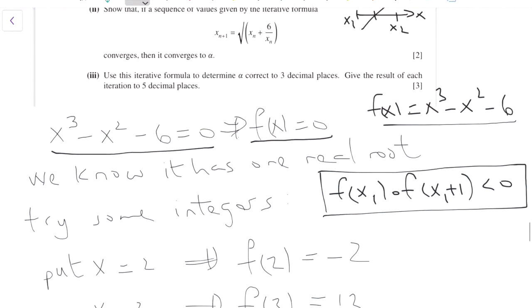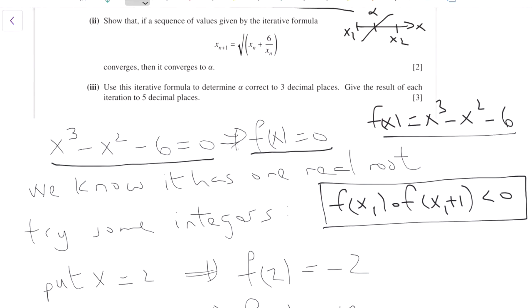So how do we do this? Well, we can try substituting in values, and I started with x equals 1. If you put 1 in here, 1 minus 1 gives you 0, minus 6, so this is minus 6. Then you try x equals 2, and f(2) gives minus 2, so it's not between 1 and 2. But now when you try 3, f(3) equals 12, so you can see that there is a sign change.